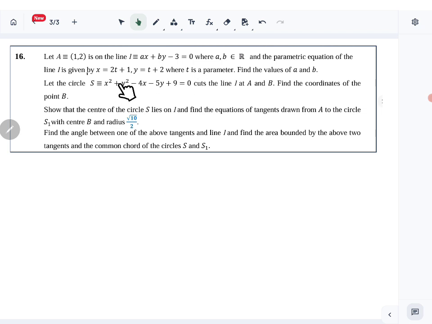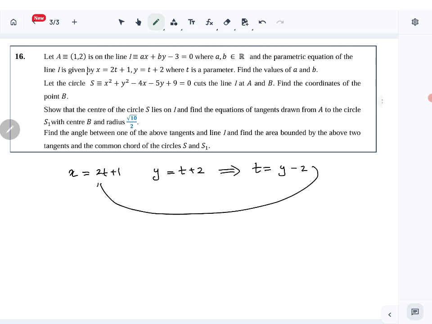So if the parametric form is given, just get what? Get the Cartesian form and compare it with this one to get A and B values. So x is 2t plus 1, y is t plus 2. From this one, make t the subject and substitute into the x one. So t equals y minus 2. Now sub that into the x parametric equation. Then you get the Cartesian equation, and write it in this form, ax plus by minus 3 equals 0. Then you will get what a is and what b is.